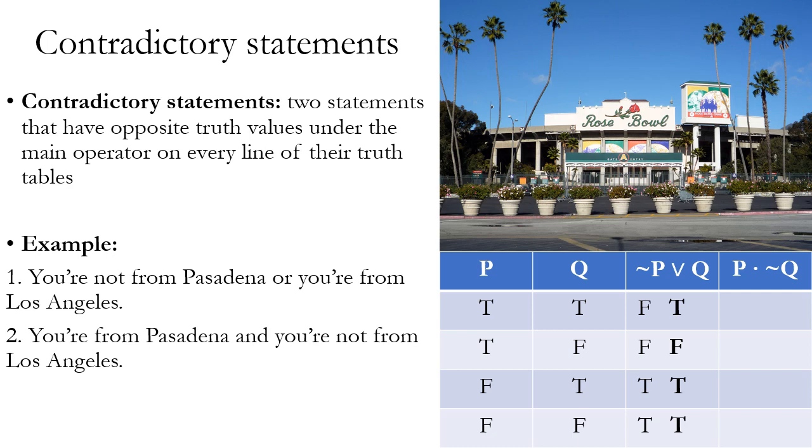Then we go to the wedge, which is the main operator. The wedge is only going to be false where both disjuncts are false. You can see that on row 2, where tilde P is false and also Q, the other disjunct, is false.